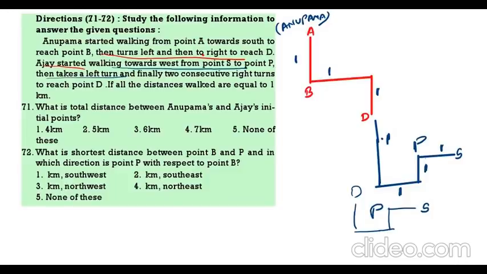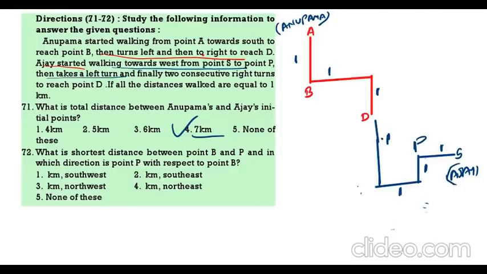Now questions. What is the total distance between Anupama and Ajay's initial point? So Anupama and Ajay. This is Ajay's initial point. What is the distance? See, 1 plus 1, 2, 3, 4, 5, 6, 7. 7 kilometers.